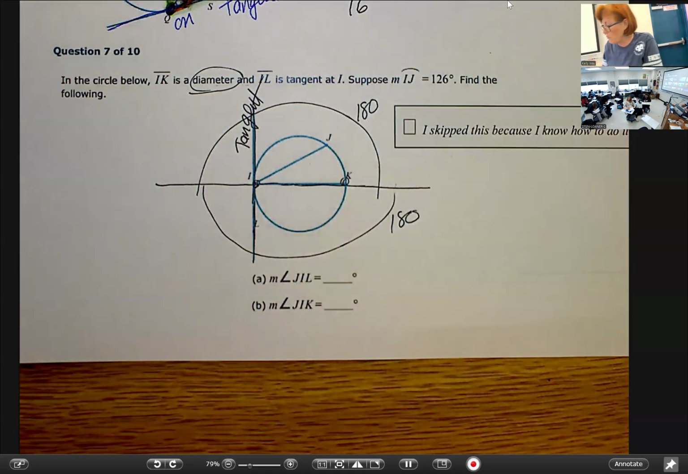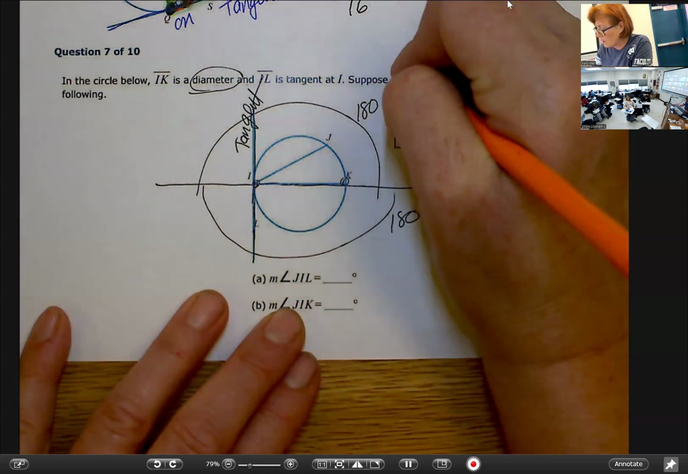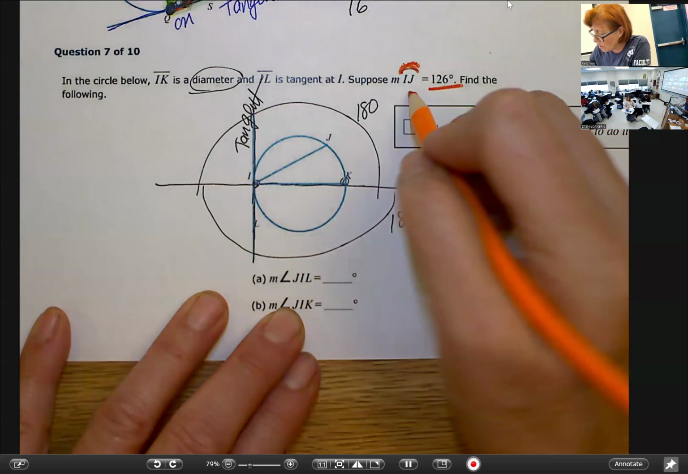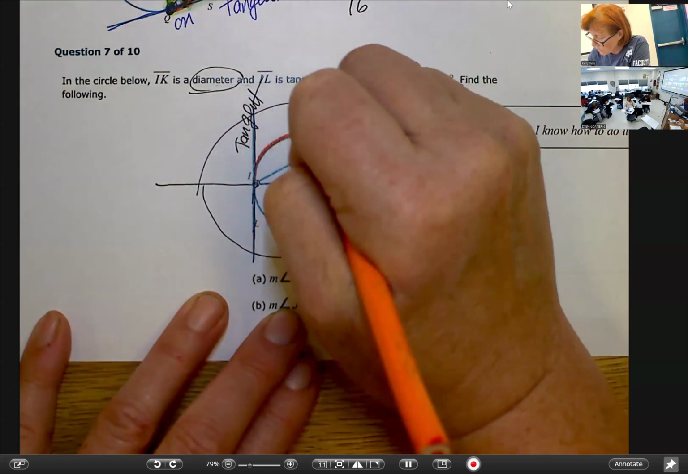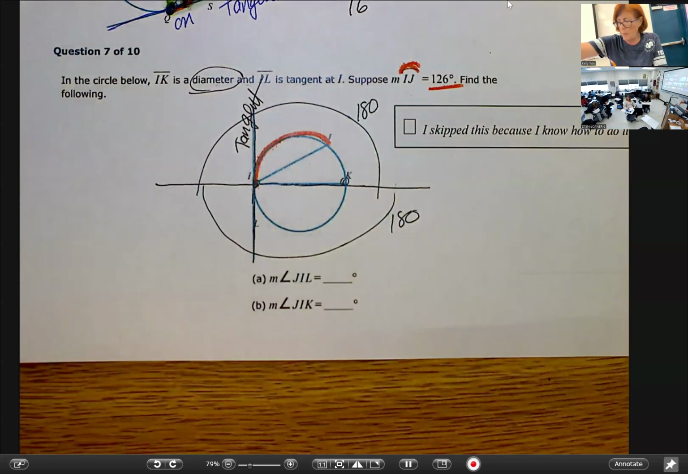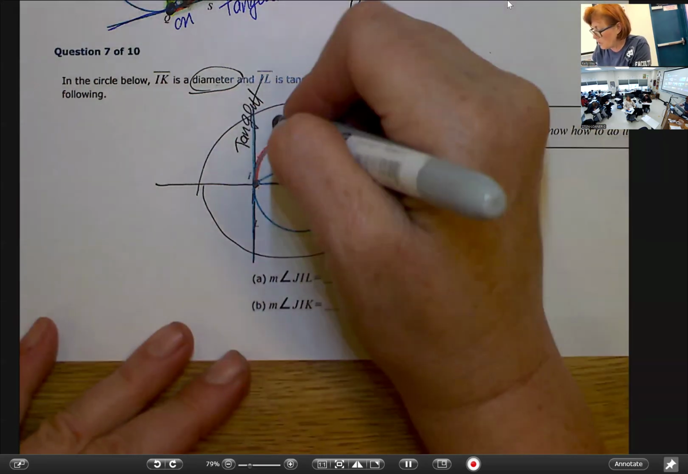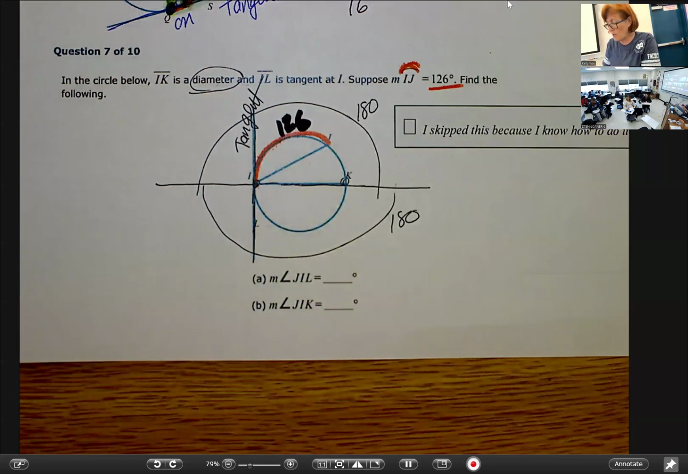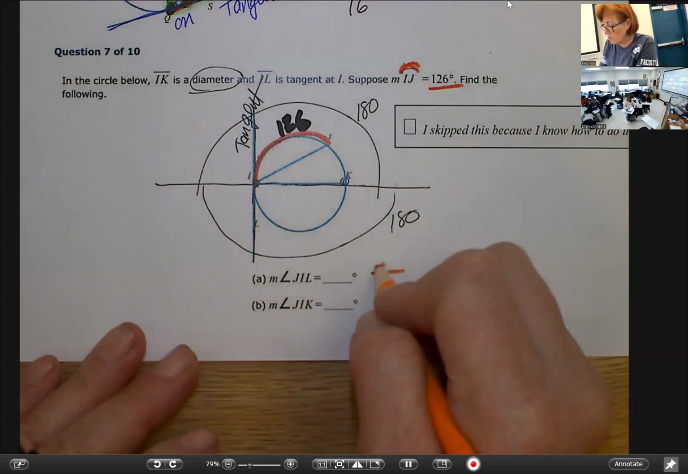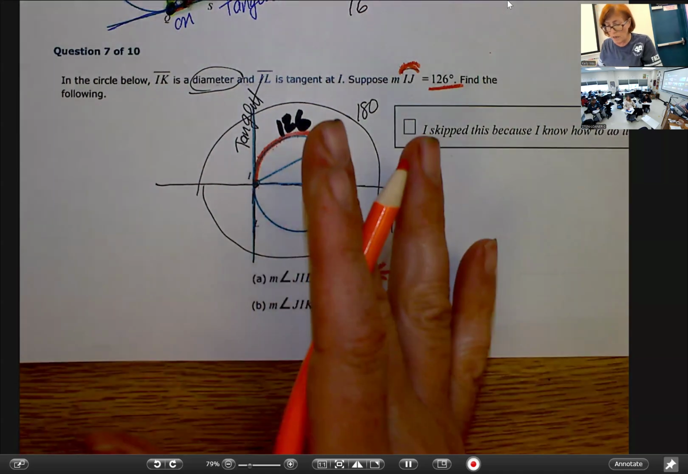And we're only given one piece of information. IL is 126, and that's the arc. So that's from here to here. So that's 126. Once again, you're given two things to find. Ignore it. Just find everything possible.